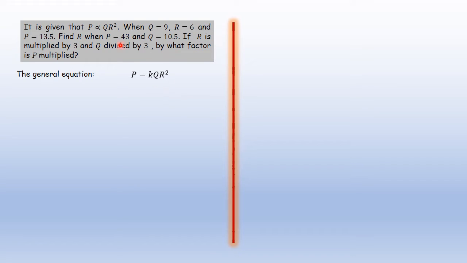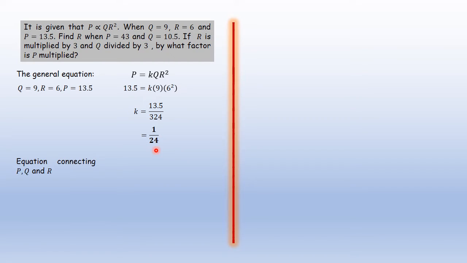The reason is the proportionality symbol is replaced by an equal sign and K. Moving on, we are given the values of Q, R, and P, so replace them here so that we get the value of K. Simplify appropriately, and you're going to get the value of K to be 1 over 24. So the general equation, with the number 1 over 24 instead of the unknown K, will be P is equal to 1 over 24 QR squared. This is a more sensible general equation, since K is now a number.